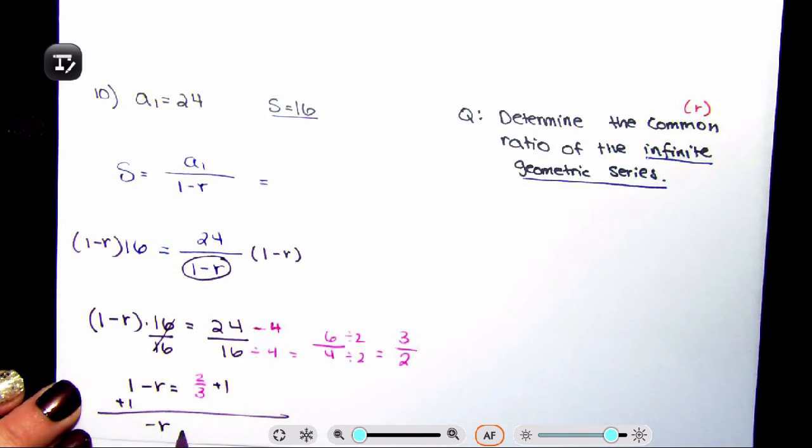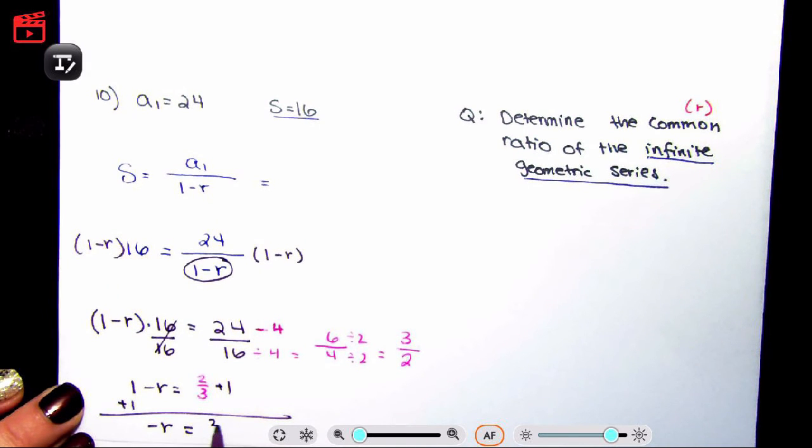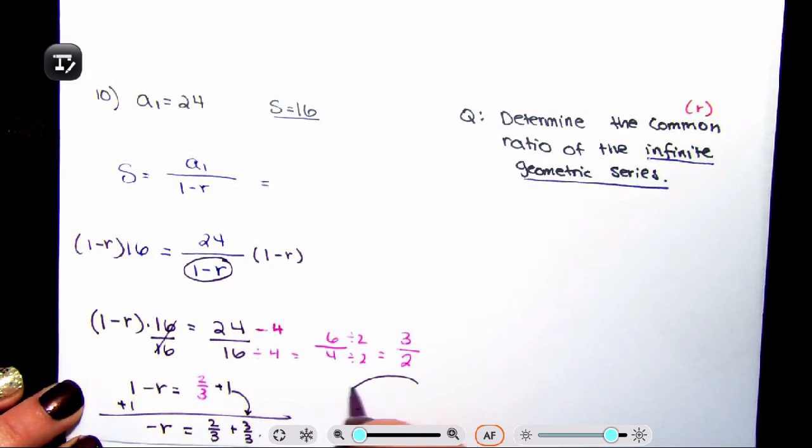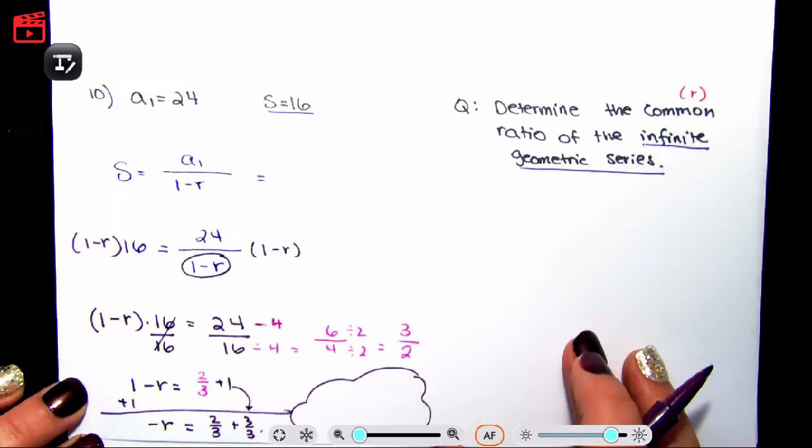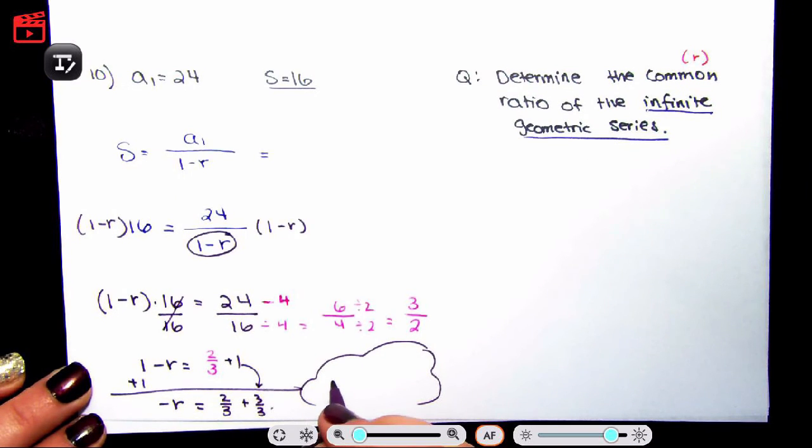So I have negative r is equal to 2 thirds plus 3 thirds. Again, I'm converting that 1 to 3 thirds. And again, I'm trying to squeeze everything in here because I want to leave some space for me to show you the other way, which is negative r is equal to 5/3. And so r is equal to negative 5/3.